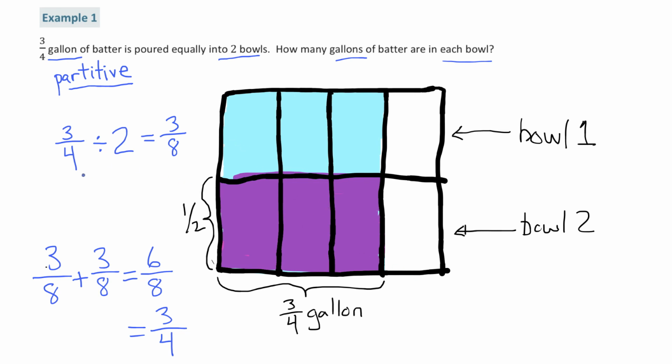And I think it's important that we also notice that 3/4 divided by 2 is the same thing as 3/4 times 1/2, or half of 3/4. Okay, now I want you to do example 2 on your own. It says 3/4 pan of lasagna is shared equally by 6 friends. What fraction of the pan will each friend get?